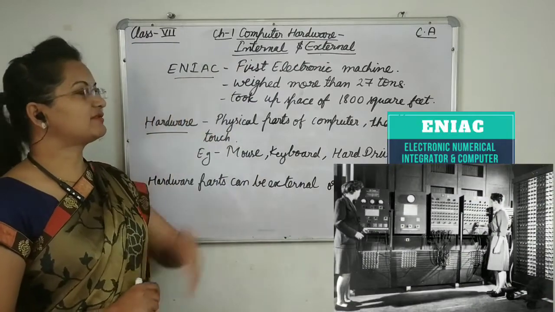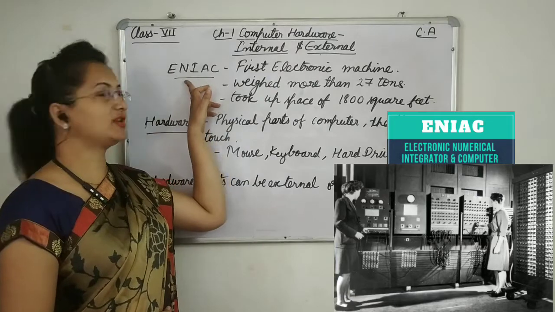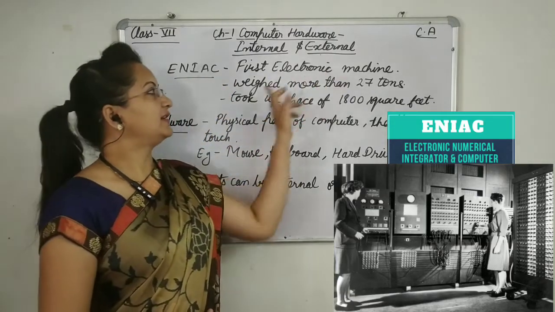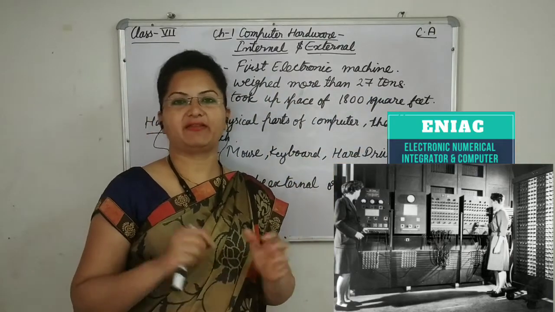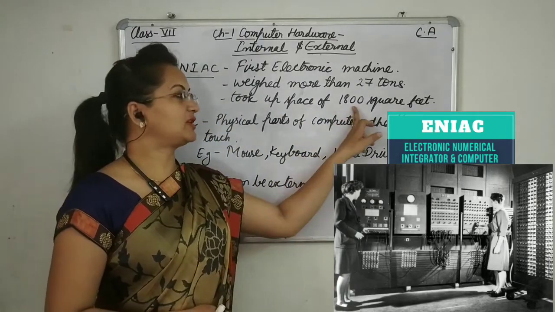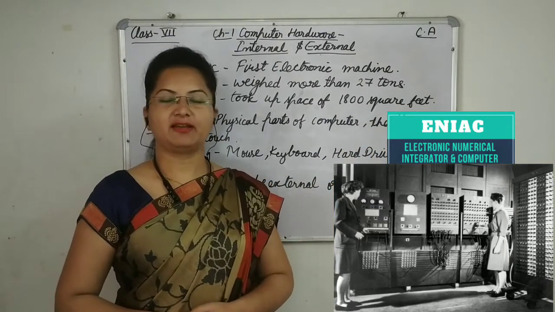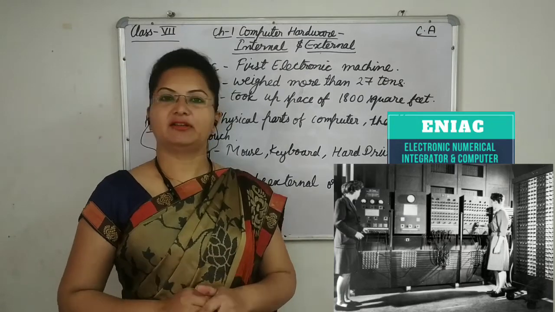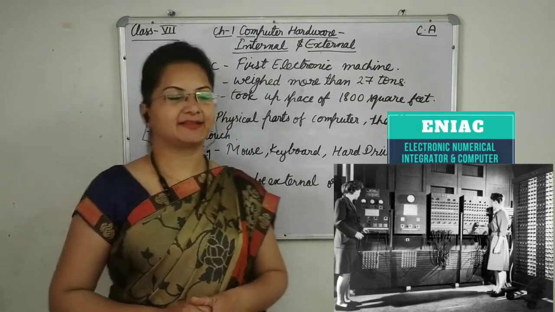So first of all students, we will go through the first electronic machine. The first electronic machine was ENIAC, E-N-I-A-C. Okay, then it weighed more than 27 tons. It was too heavy and it took up a lot of space. It required up to 1800 square feet area. Okay, so it was a large computer, but there were only few functions in it. The computer was big in size, but its capacity was less.